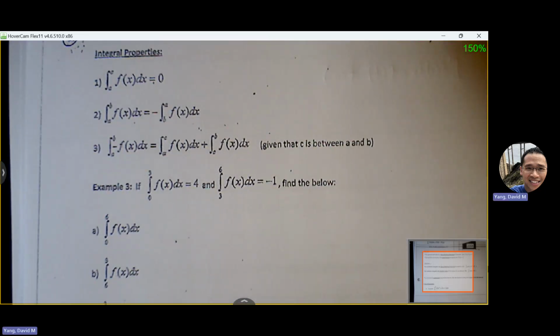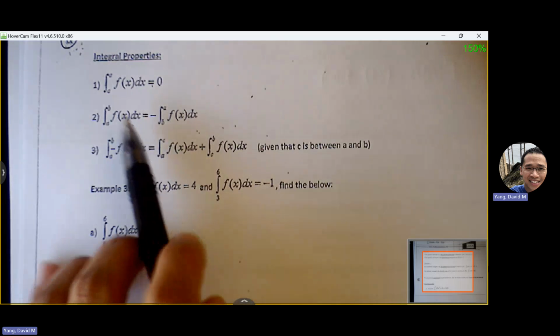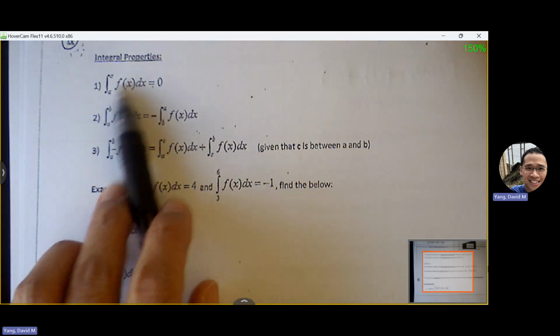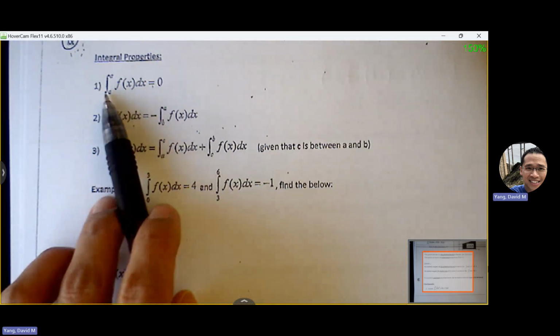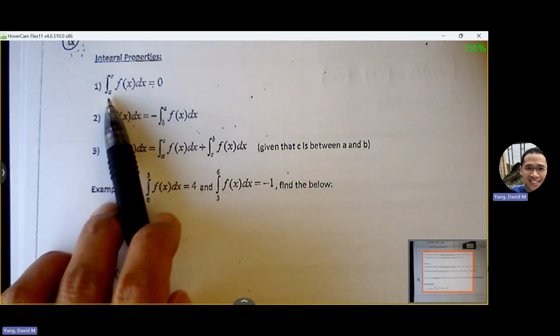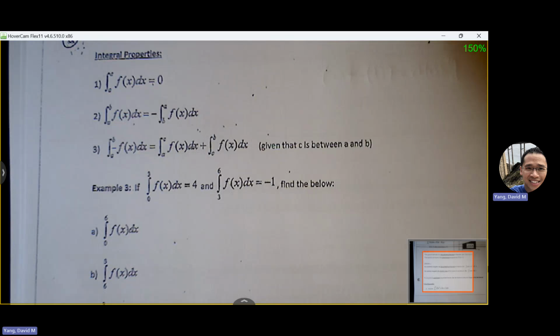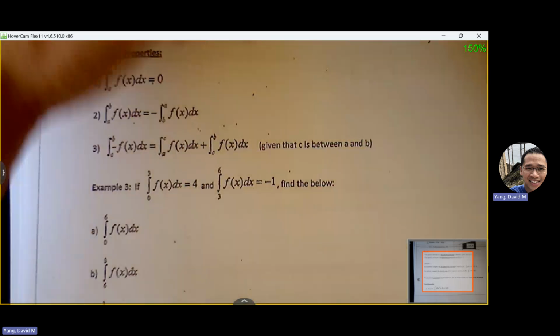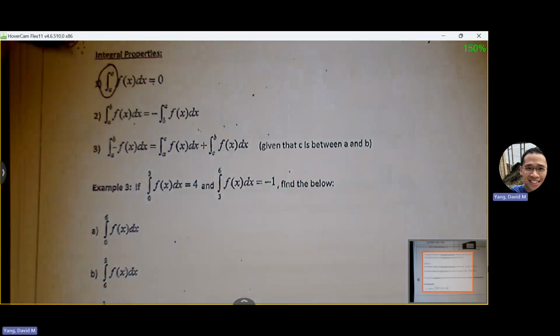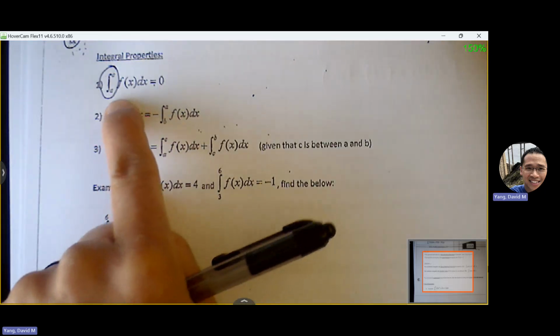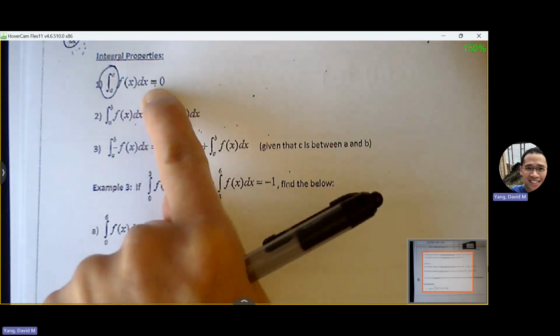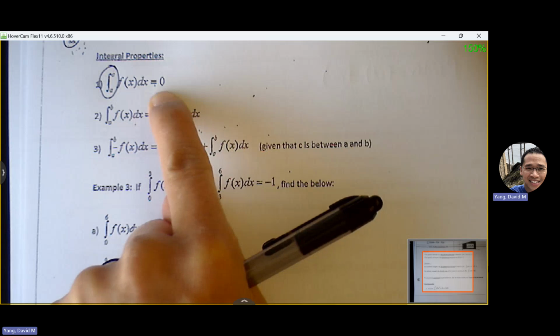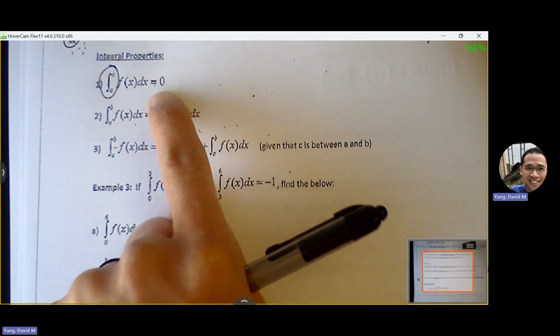Here, we have some integral properties that are useful for us to apply. The first property is that if I'm trying to find an area of a region and my bounds don't move, meaning that if I start at 1 and I end at 1, then I haven't moved at all, there's no width. If there's no width, there's no area. That area is always going to be 0, though. So if ever my bounds are the same, my definite integral is always going to be 0 because there's no area for me to find.